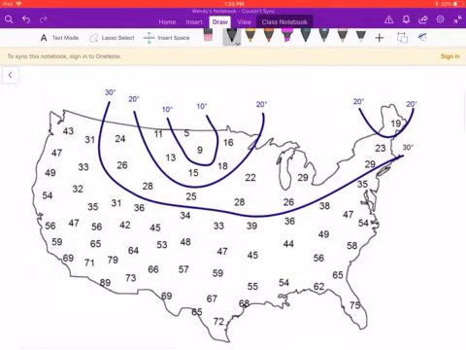So if you look at the map at the bottom of your sheet, we're going to draw what are called isotherms. Iso means equal, therm means heat, so we're drawing lines that connect areas of equal heat. So this is very similar to when we drew contour lines on topographic maps. So you can see a couple have been done here for you.